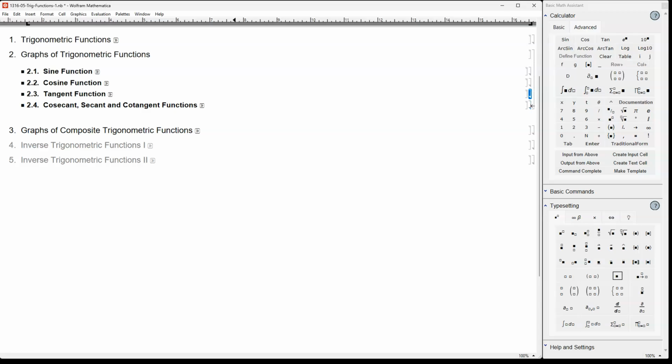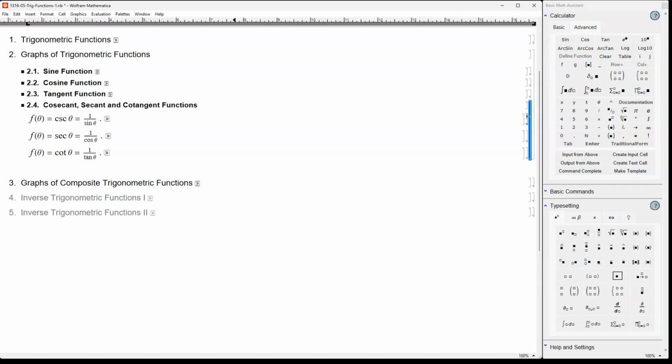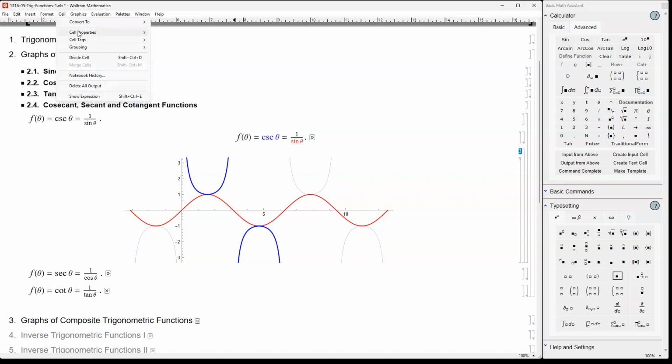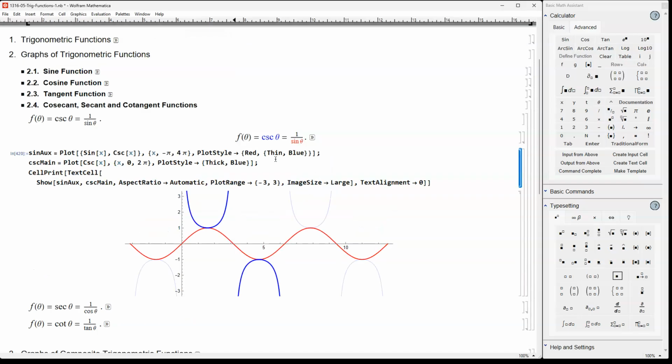Next, other trig functions: cosecant, secant, and cotangent. Cosecant is one over sine, so if I picture the graph of the sine function in red and the cosecant function in blue, this is what you're looking at. It's a bit difficult to see, so let me use a dashed curve.